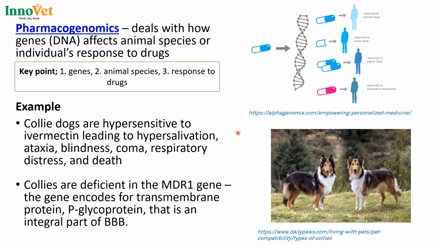So why is this happening? It's because these collies are deficient in the MDR1 gene that encodes for the transmembrane protein, which is the P-glycoprotein, that is an integral part of the BBB, which is the blood-brain barrier. So they lack this protein, meaning that ivermectin can now reach the brain.